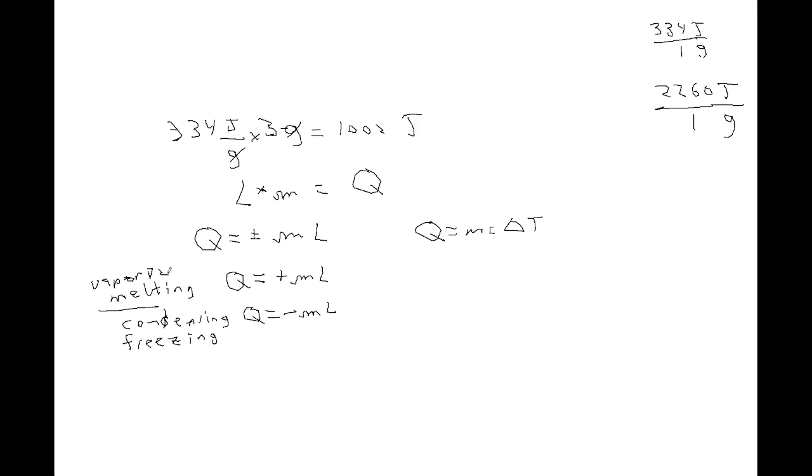So if you're vaporizing or melting, you would use a plus, and you would use a minus for these. Here, you don't have to figure out the sign ahead of time because the math works it out for you. So this is important. People tend to get the signs wrong when they're solving problems, so we have to watch out for that. Okay, good.